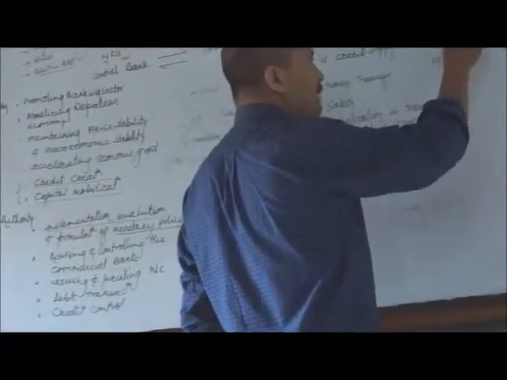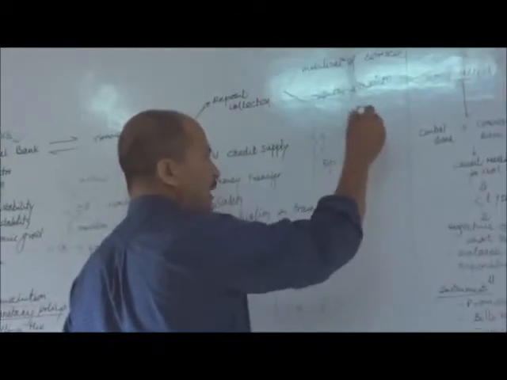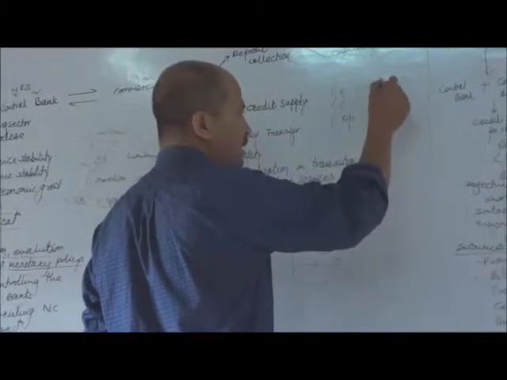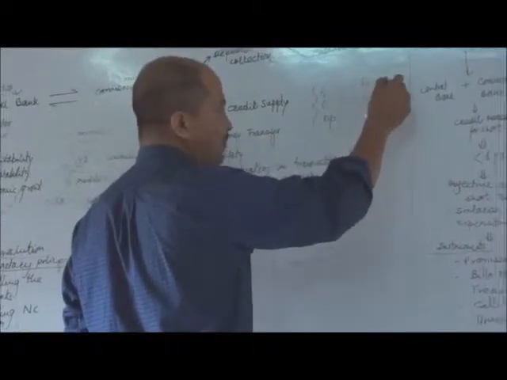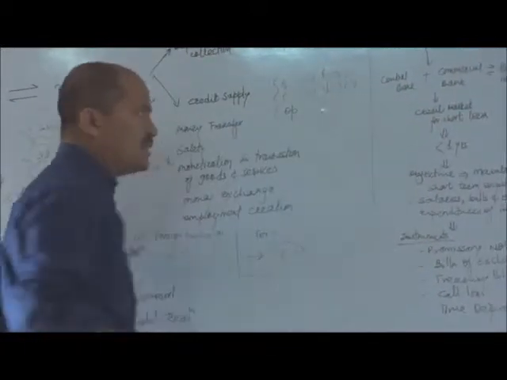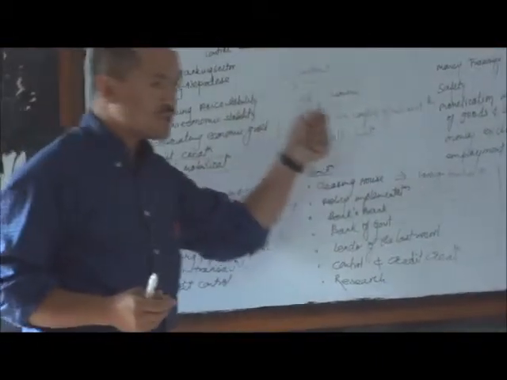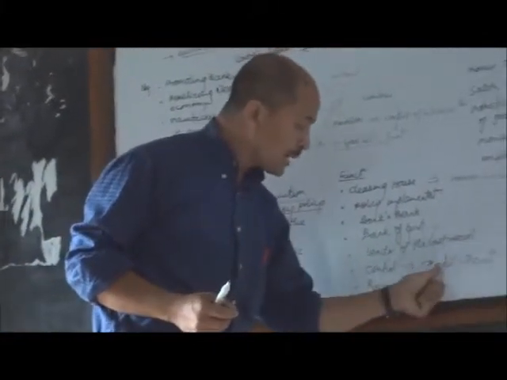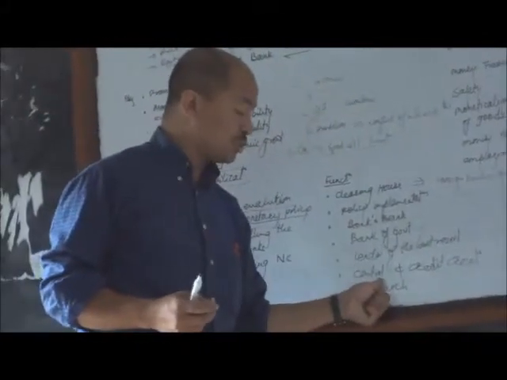When the bank rate increases, at that time credit is controlled. When the bank rate is reduced, at that time credit expands. In this way, the central bank controls the commercial banks and also controls credit. And another major component is research. Central bank.